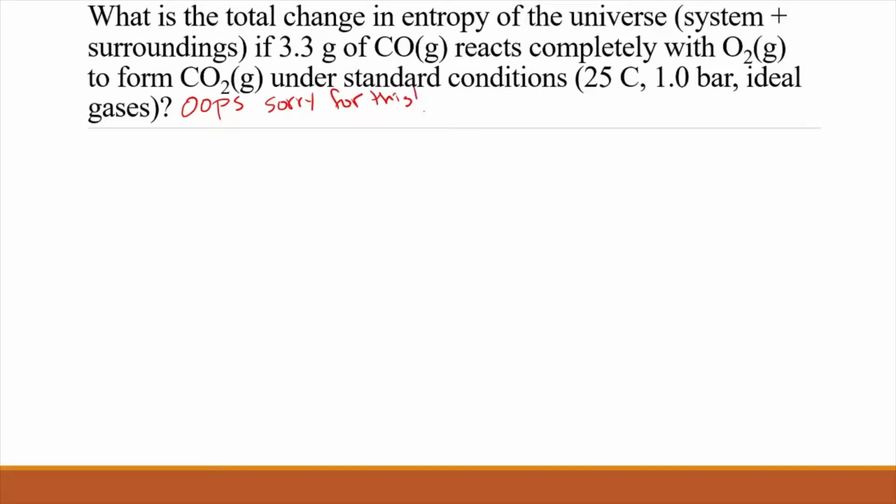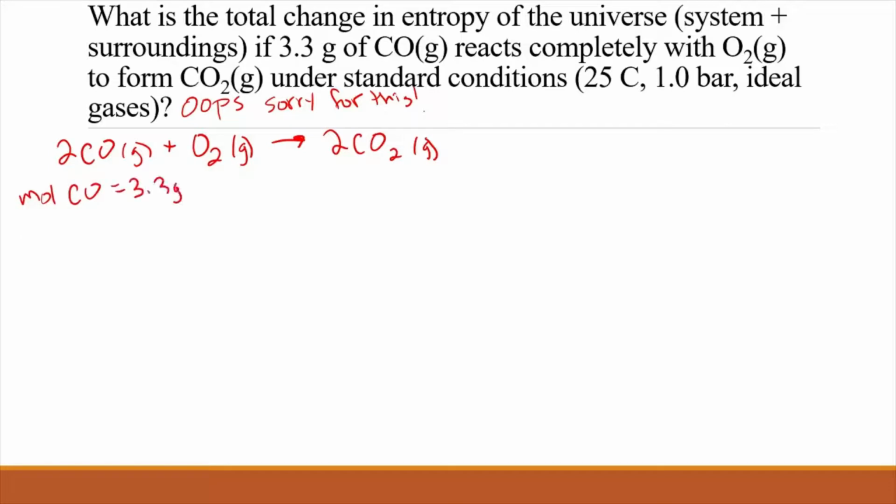So you can look up delta H reaction for this. The balanced reaction ends up being 2CO plus O2 gives 2CO2. So a couple things that we need to find: the moles of CO. That's equal to 3.3 grams of it. You might have a different number of grams, but same type of thing, times 1 mole of CO per 28.01 grams. So there's 0.117815 moles of CO.